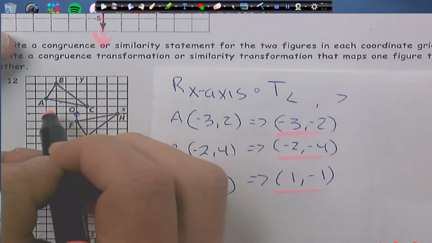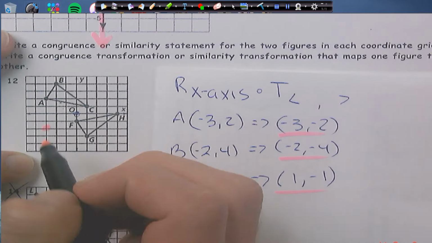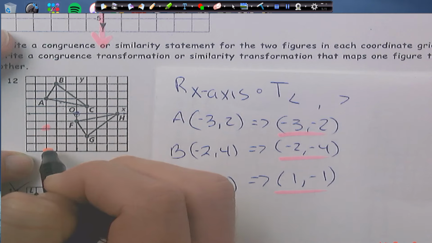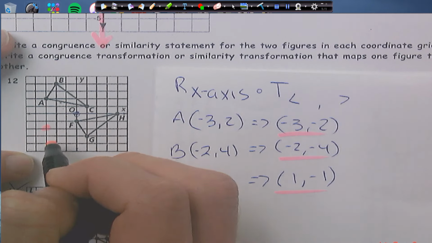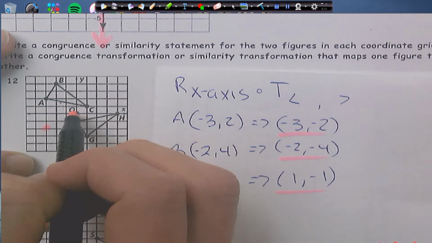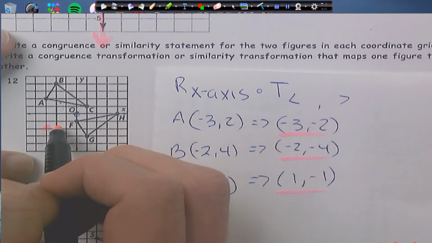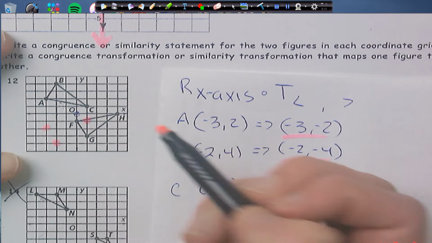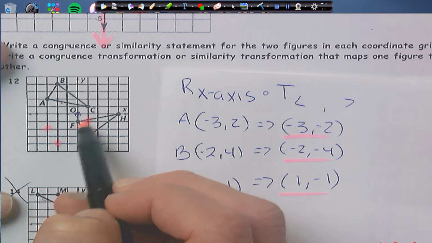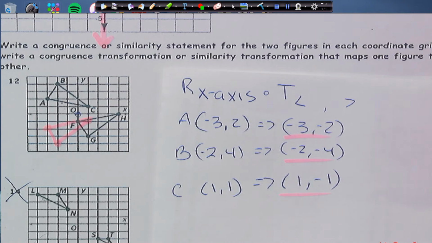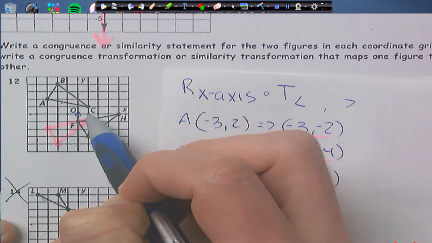Negative 3, negative 2, negative 2, negative 4. There we go. And 1, negative 1. Okay, so there's our shape right there. Okay, we do have to do a slide, but notice it looks like it's in the right location. And I'm just going to check. It looks like I just need to go up 1 and over 3.